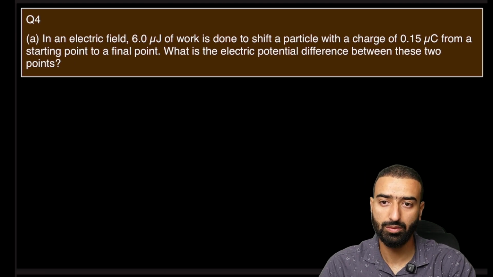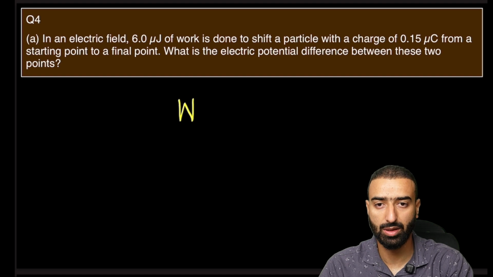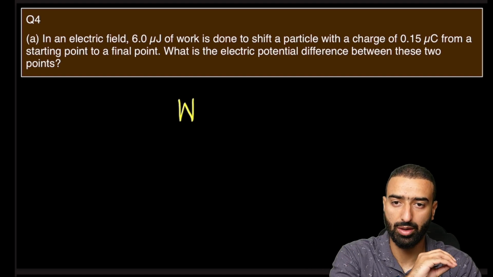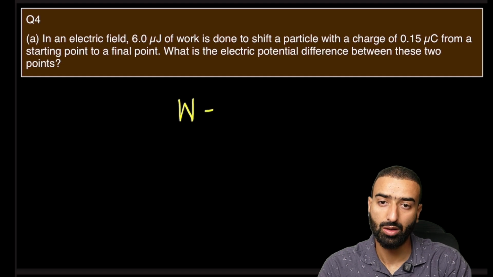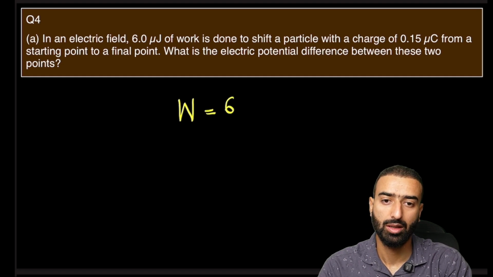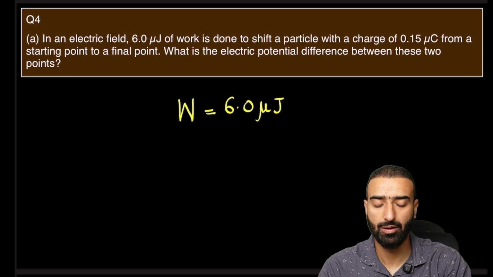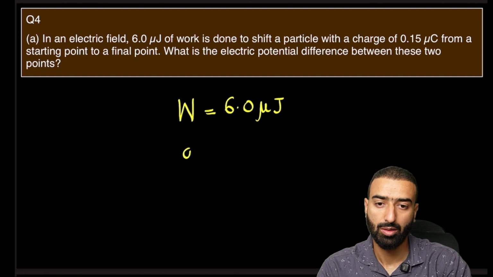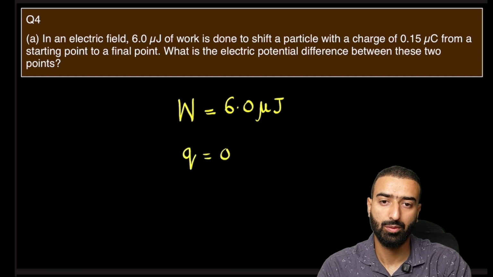So in this question, we have been given the amount of work that has been done to take a particle from one point to another point. How much is the work? The work is given to be 6.0 microjoules. We have also been given the charge of the particle, which is 0.15 microcoulomb. And we are supposed to find the potential difference.